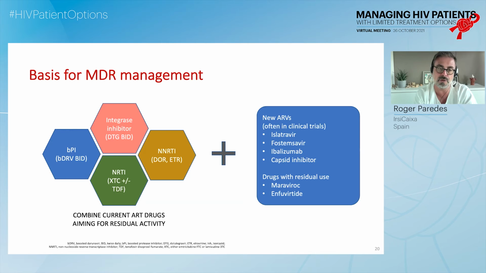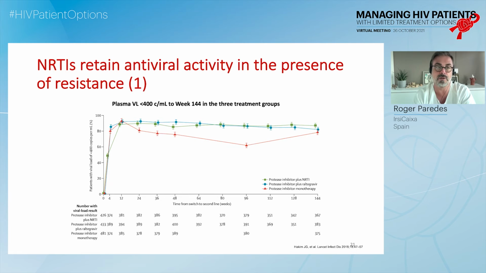Then the basis of multi-drug resistance management has two pillars. First is using the drugs we have wisely, and I will focus on this aspect. And second is adding new antiretrovirals, which are often available in clinical trials. The data from new clinical trials has been discussed previously by Dr. Kritsky, so I will not get into details. I will tell you the principles that we need to follow to combine current antiretroviral drugs aiming for residual antiviral activity. The first essential concept is that NRTIs retain antiviral activity even in the presence of resistance.